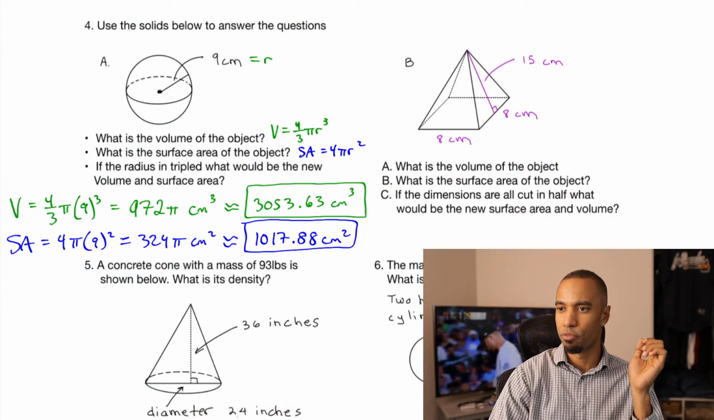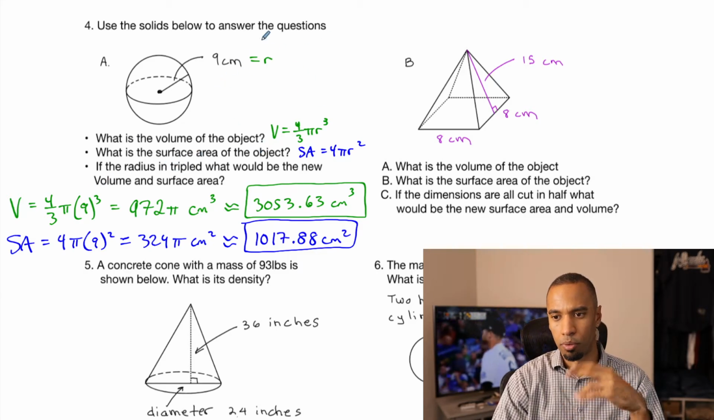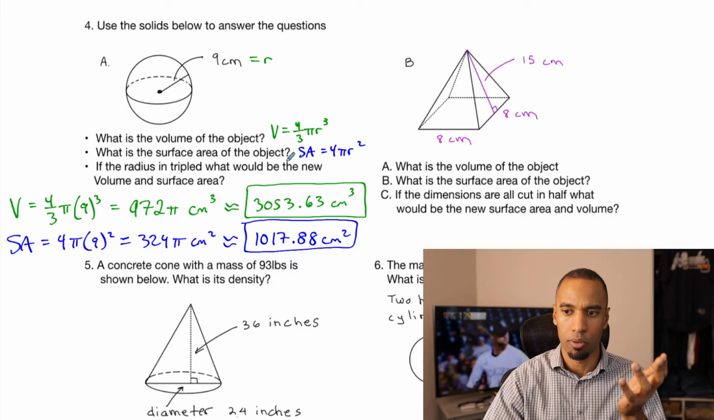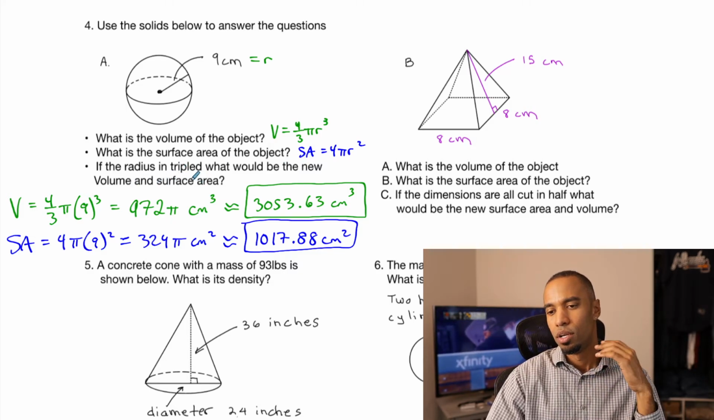1017.88 square centimeters. That's those two. All right, kind of running out of room for the last question here, so I'll do it up top. If the radius is tripled, I assume that means tripled. If the radius is tripled, what would be the new volume and new surface area?